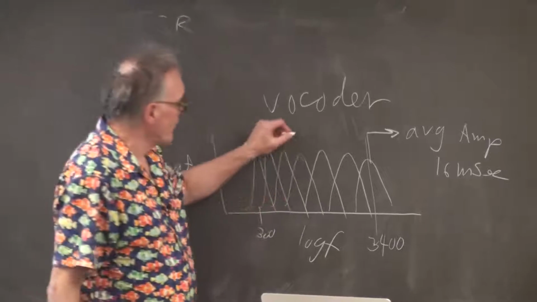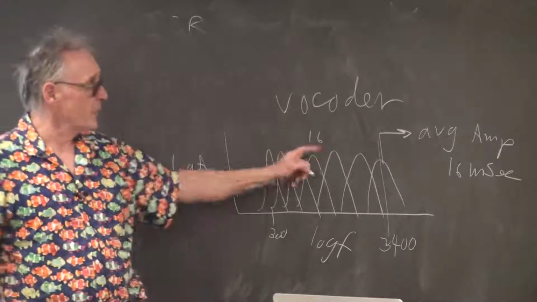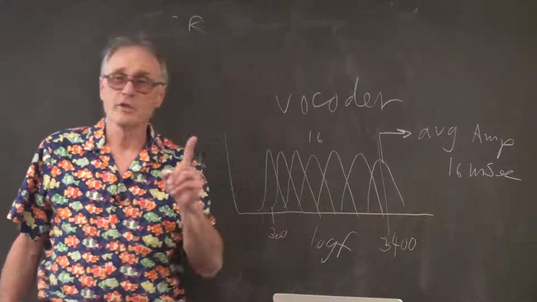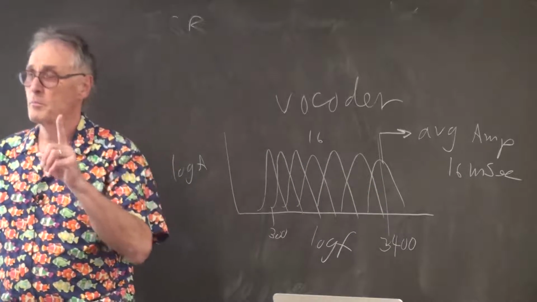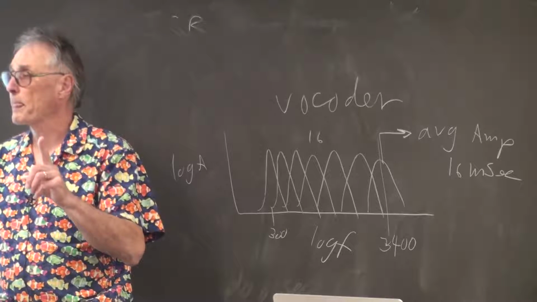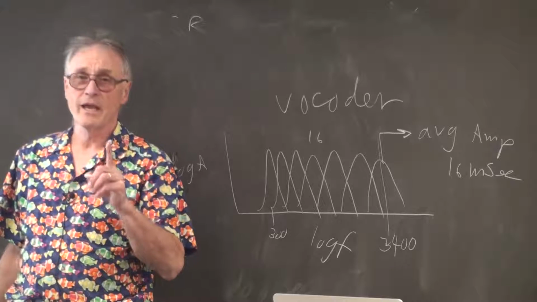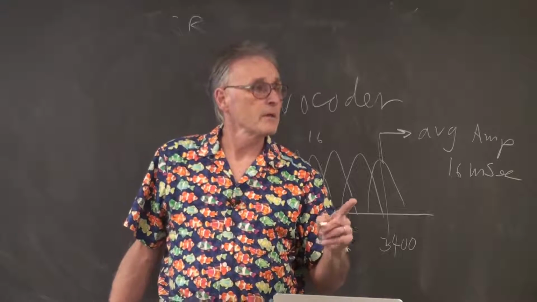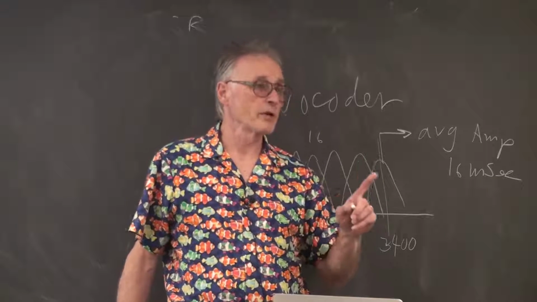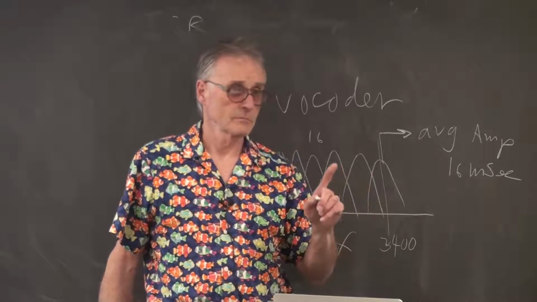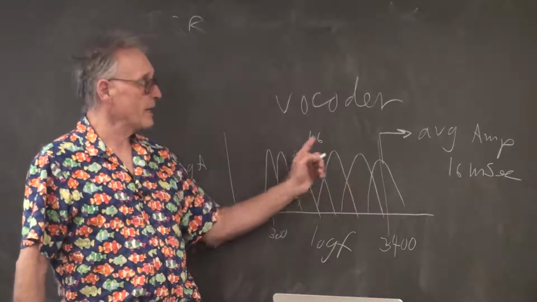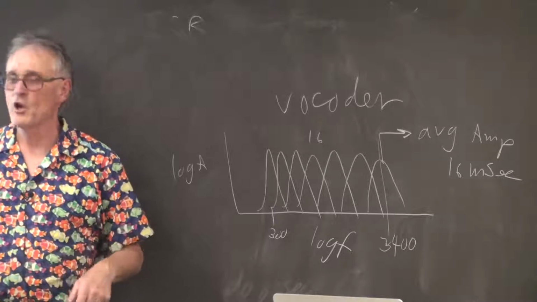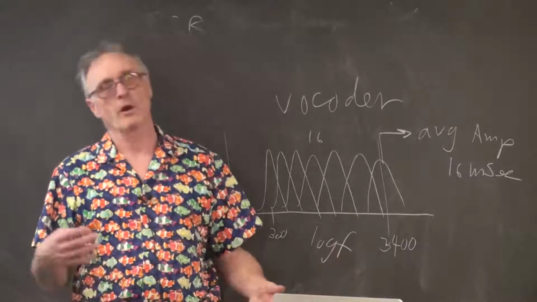So if we had 16 filters, and we sent the amplitudes every 16 milliseconds, that would average down to one sample per millisecond. If you send raw voice, you need 8 samples per millisecond, 8 kilohertz. Therefore, you've just done an 8-to-1 compression. By sending the coefficients at a lower rate, you've compressed the speech 8 to 1. So you can store 8 times as much speech, or you can use 8 times less bandwidth, or however you want to put it.